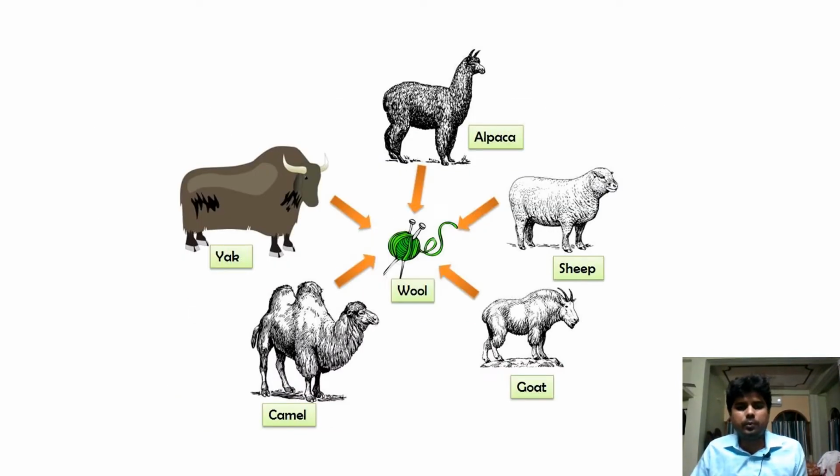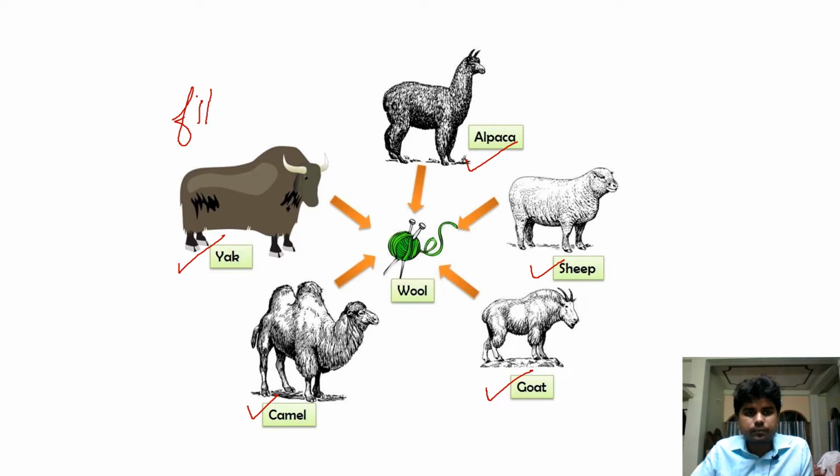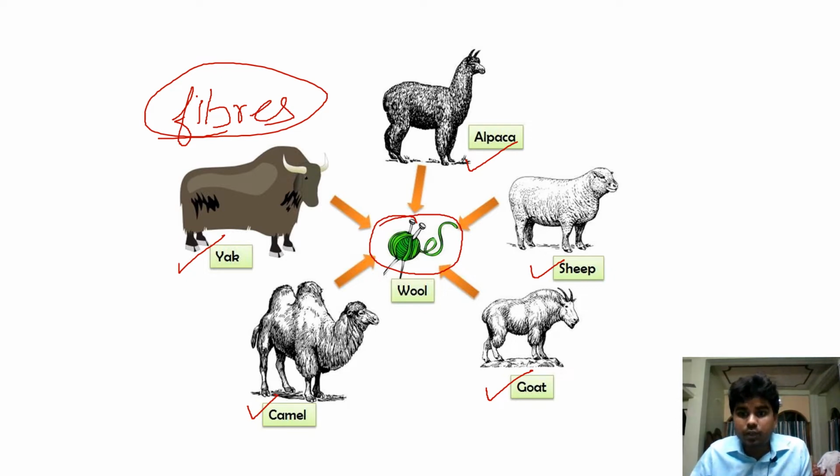See, from which animals do we get fibers? There is not only one organism; there are different types of animals from which we can get thread-like structures, that is fiber. They are yak, camel, goat, sheep, alpaca. All these animals give a type of fiber which is known as wool. And we know that we wear woolen clothes in our winter season.